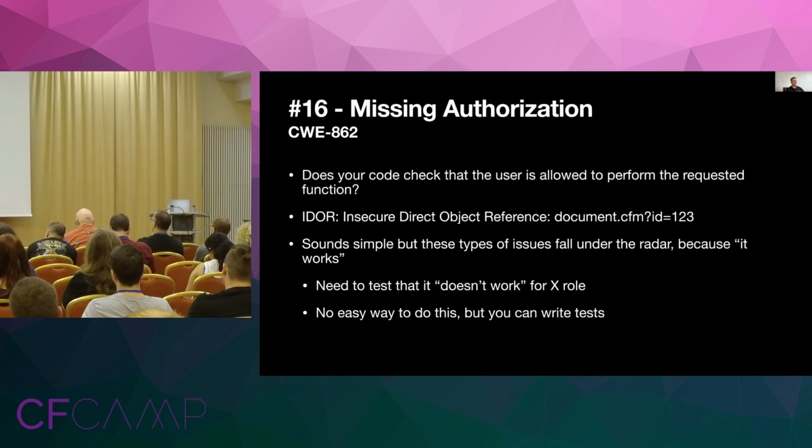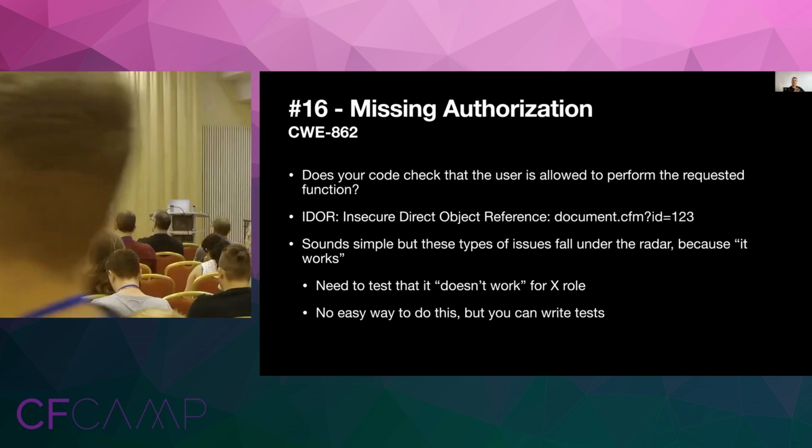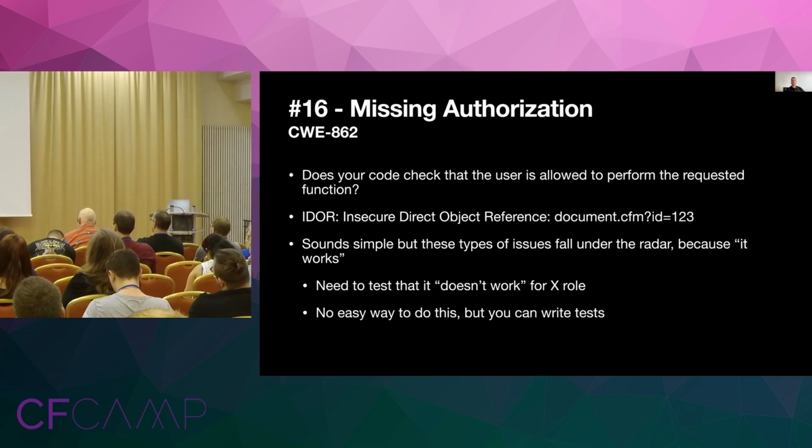Missing authorization. This is where the user's logged in, but we forgot to check whether this user has permission to view this particular resource or not. A good example of this is called an IDOR, or an insecure direct object reference. This is where you have something like document.cfm?id=123. Maybe you have a link to it and you click on it, and then you go up into the address bar and change it to 1234, and then you're getting somebody else's document.